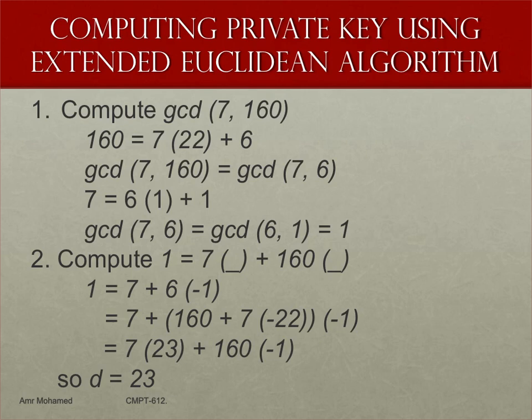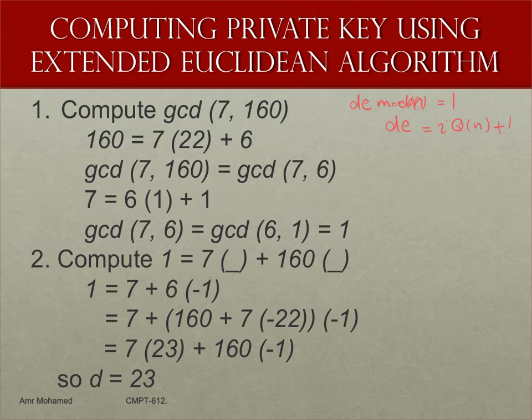Okay. So the main idea here is that, remember, our objective here is to calculate the multiplicative inverse. We know that D times E, mod n, is equal to 1. What does that mean? This means the remainder of D times E divided by n is equal to 1. And what that means is that we have D times E equals an integer times n plus 1.